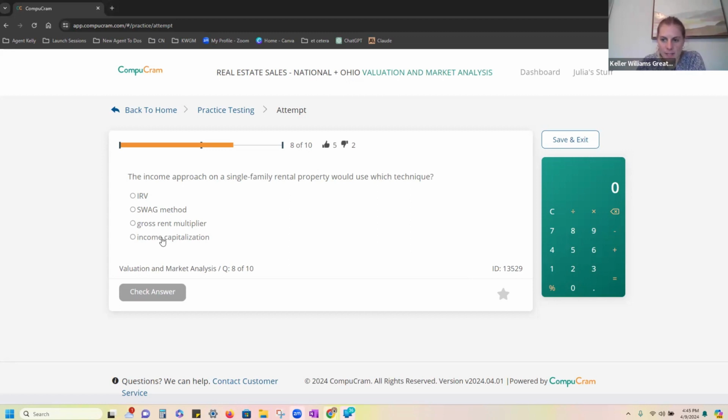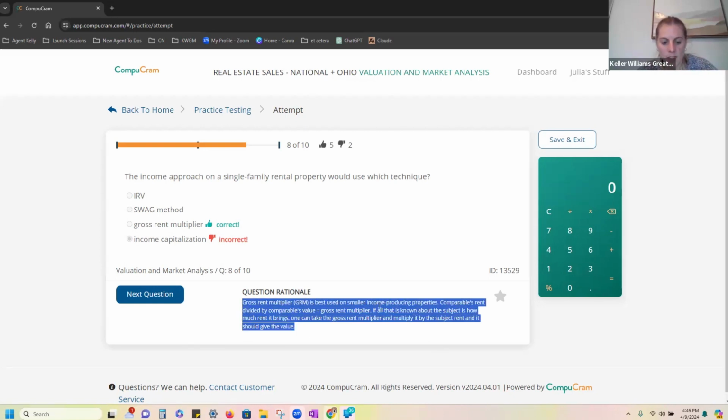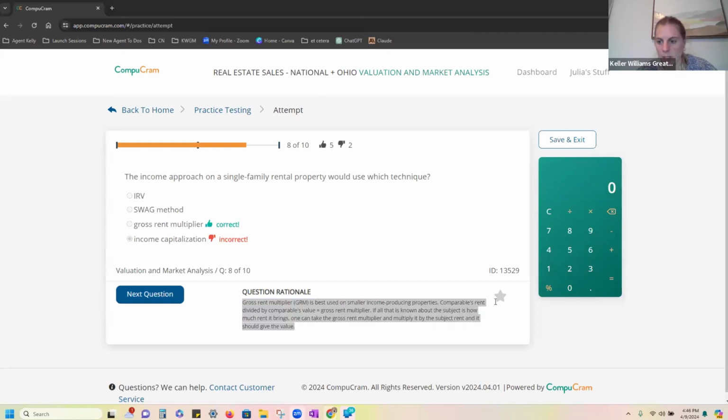All right. Okay, so these are two good guesses. I don't know what the IRV method is or the flag method, but between these two, gross rent multiplier is best used on smaller income producing properties. So when this is a single family rental property, that's when you'll use the gross rent multiplier. But income capitalization would be more so like apartment complex, things of that nature. So yes, that was a good guess.